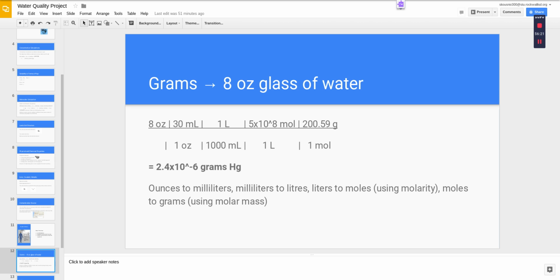So here we are finding out how many grams of mercury are in 8 ounces of water. Starting with 8 ounces, we convert from ounces to milliliters, milliliters to liters, liters to moles using the molarity, and moles to grams. When we calculate it, we find that there are around 2.4 times 10 to the minus 6 grams of mercury in 8 ounces of water.